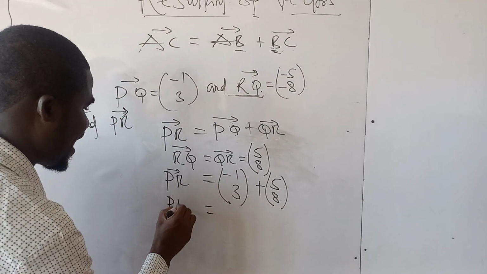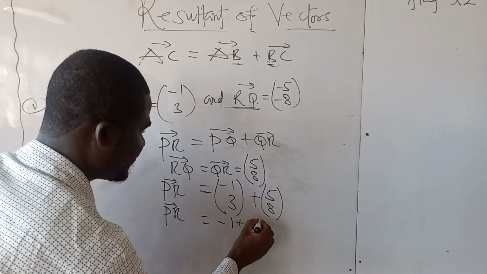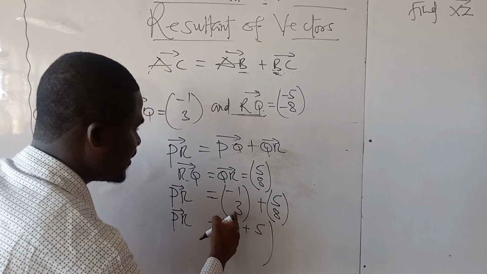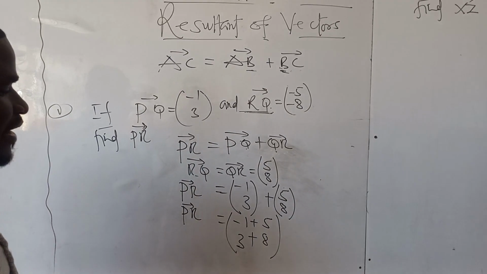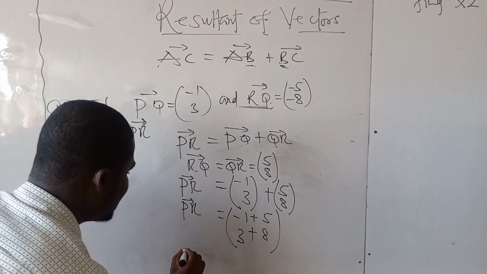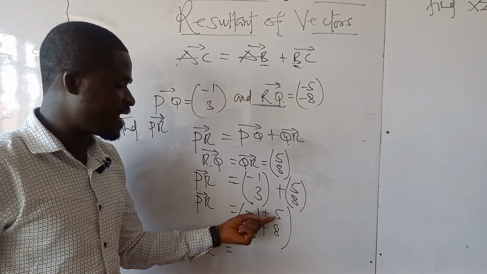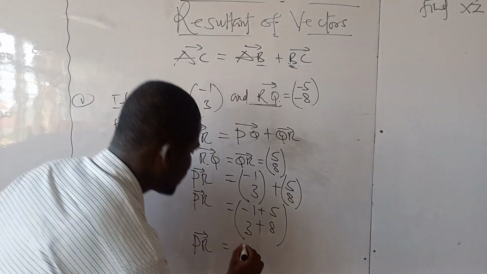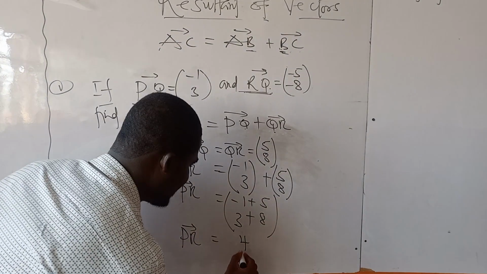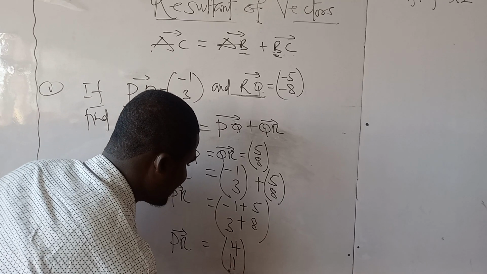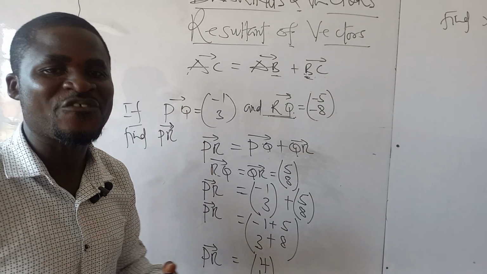Let's add it. So vector PR equals negative 1 plus 5, then 3 plus 8. Vector PR equals negative 1 plus 5 will give us 4, and 3 plus 8 will give us 11. So this is our final answer. So this is all about resultants of vectors.